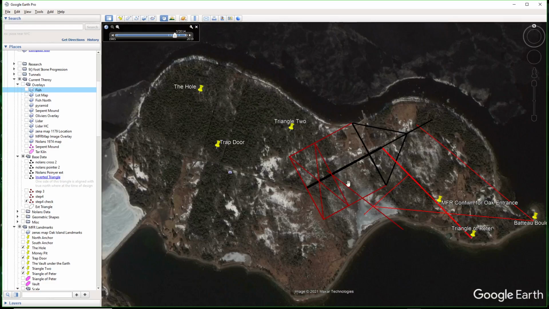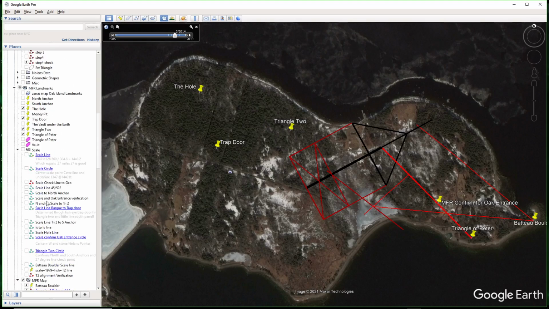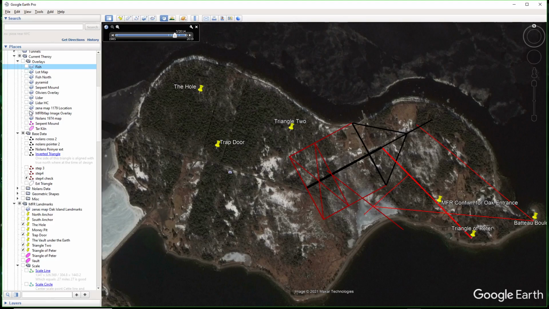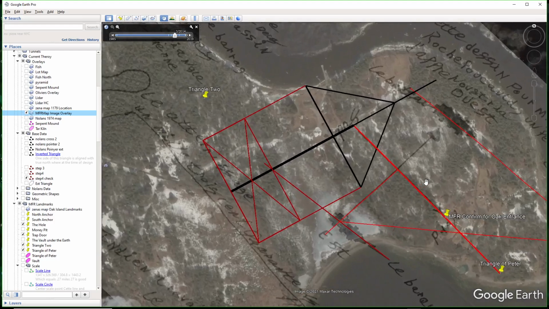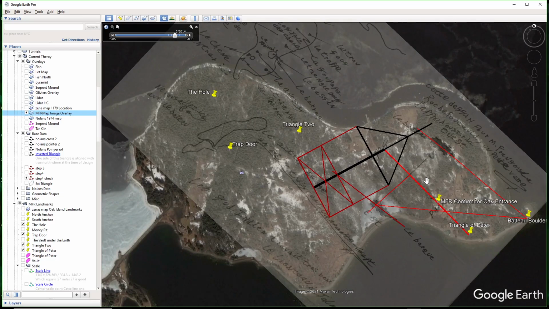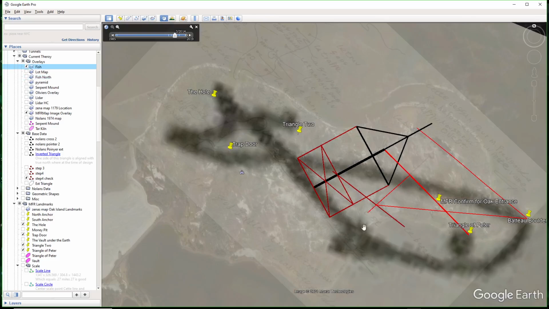So that's what I have for the fish. I will bring up just one thing here. Where is it? The map. Oh, here it is. Here's the map. And you can see that this fish pretty much confirms this line right here. Let's bring up the fish again. Oh, wrong one. It confirms this line right here, confirms the alignment of this 45 degree to the triangle of Peter.